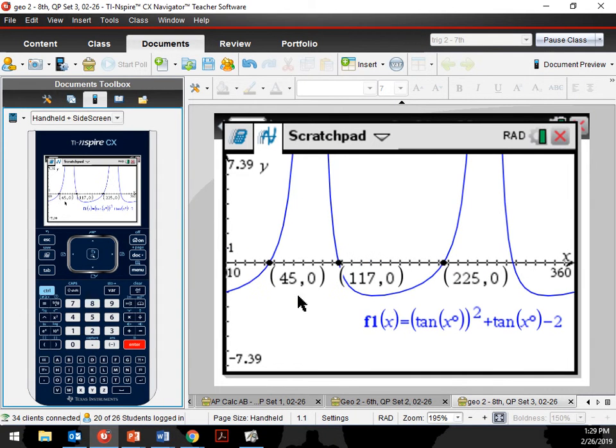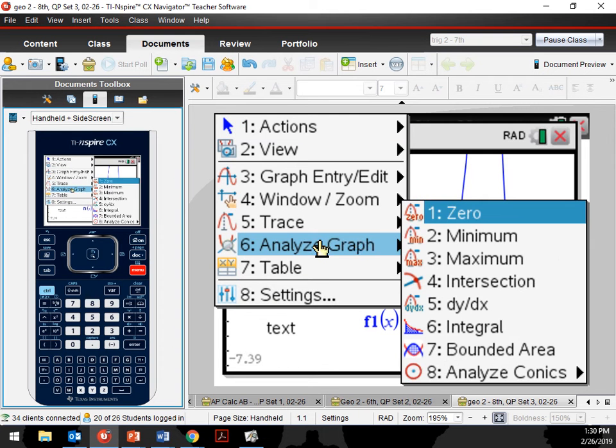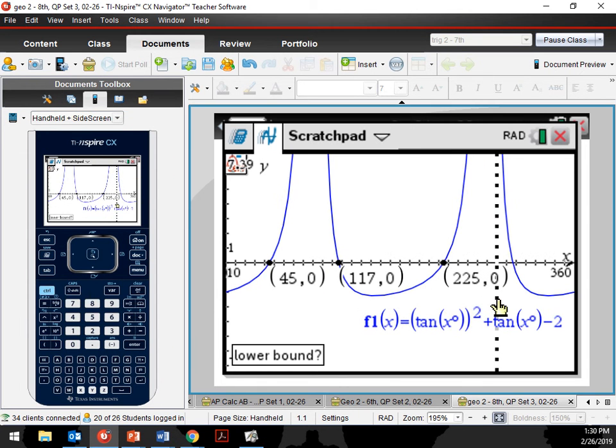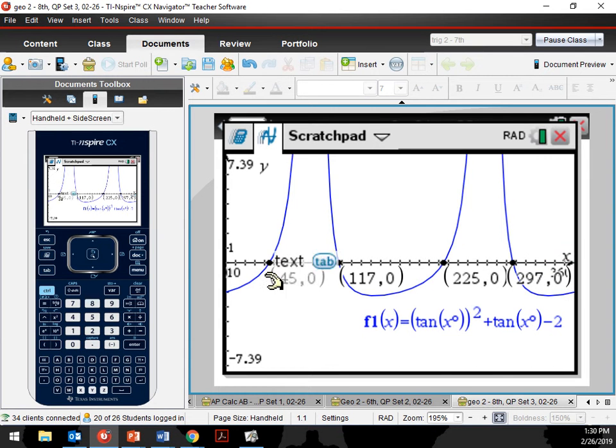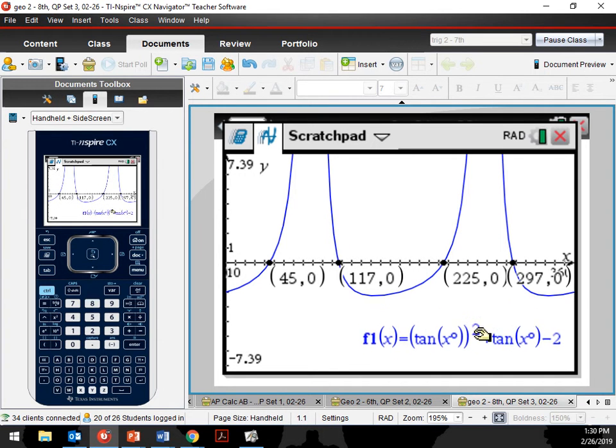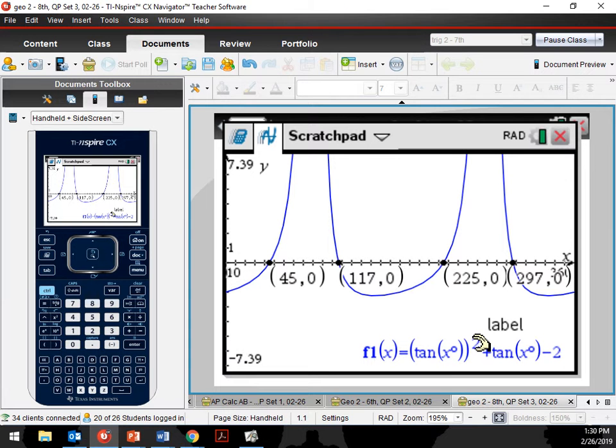If you notice right here on mine, it's already set up, isn't it? Okay, so my answers were 45, 117, and 225, and then there's this one right here. So I have to find that one now. Since there is a value near the previous value on my graph, it will give me the same thing. So I don't actually have to do all of them every single time.